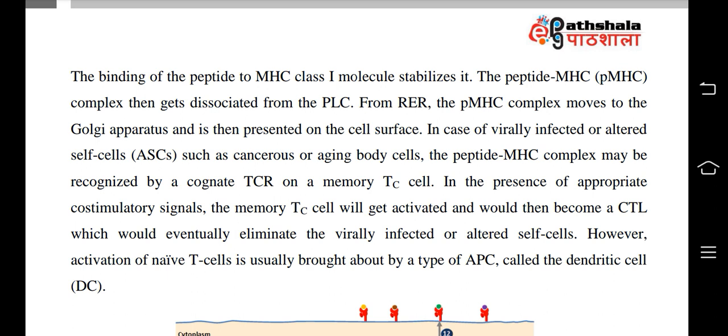From the RER, the pMHC complex moves to the Golgi apparatus and is then presented on the cell surface. In case of virally infected or altered cells, such as cancerous or aging body cells, the peptide-MHC complex may be recognized by a cognate TCR on a memory TC cell. In the presence of appropriate co-stimulatory signals, the memory TC cells will get activated and would then become a CTL, which would eventually eliminate the virally infected or altered self cells. However, activation of naive T cells is usually brought about by a type of APC called the dendritic cell.